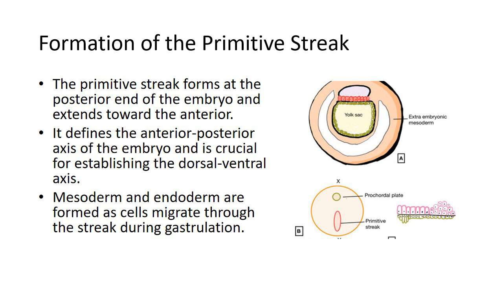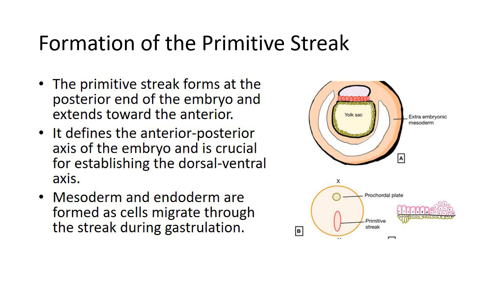Formation. The primitive streak begins to form at the posterior end of the embryo and extends toward the anterior. It serves as the structural foundation for the primitive node. Role in axis formation. The primitive streak defines the anterior-posterior axis of the embryo and is central to the establishment of the dorsal-ventral axis, back to belly orientation.